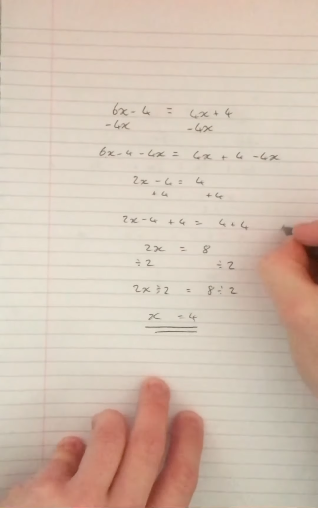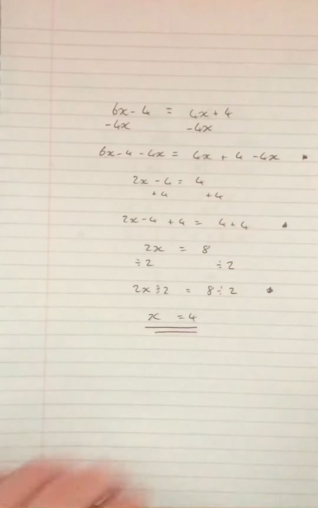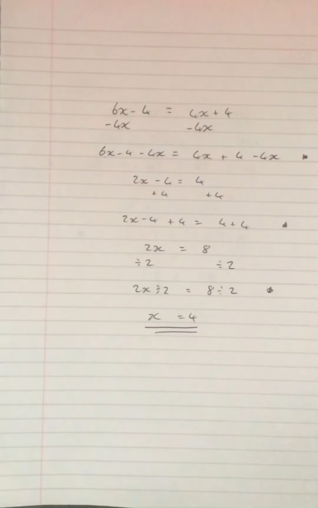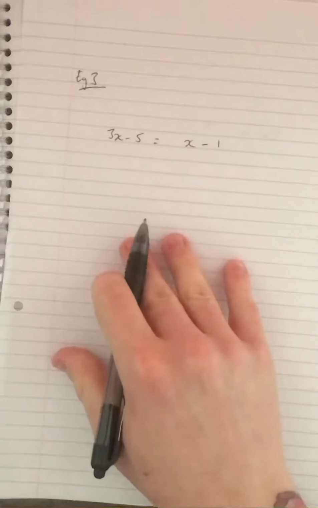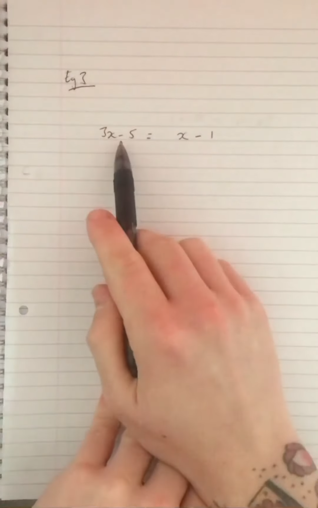That line of working, that line of working, and that line of working, those three lines of working are all unnecessary if you're comfortable with this, but they're a good idea to include if you're still building confidence with it. Okay guys, so if you want to take a breather, that's fine, but last example now, okay? So this time we've got a subtraction on both sides of the equation. That's all that's different to the previous example.